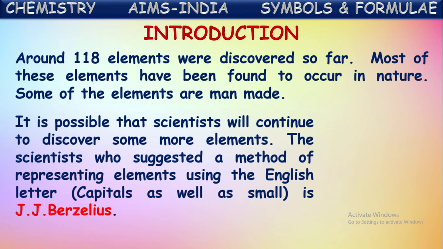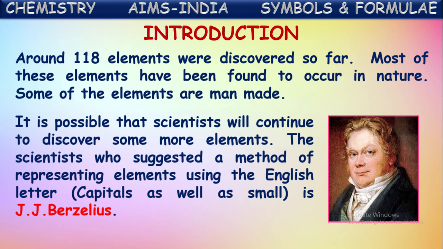The scientist who suggested a method of representing elements using English letters is Berzelius. Before him, some other scientists also tried to symbolize elements to represent them in chemical reactions, but failed. But Berzelius successfully gave symbols for the elements by putting certain rules. He proposed that the starting letter of its English name is taken as its symbol. Okay, the starting letter of the element's name is taken as its symbol.